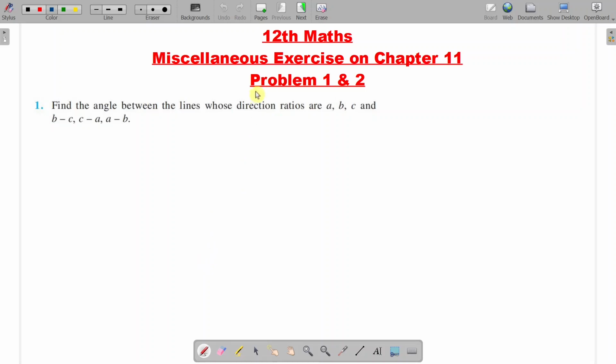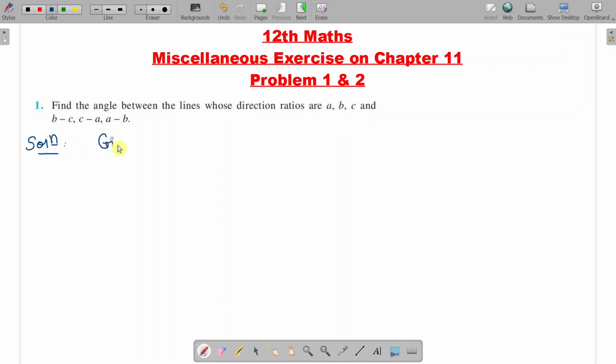In this video we will solve problem 1 and problem 2 of miscellaneous exercise on chapter 11 in 12th class maths. So the first problem is: find the angle between the lines whose direction ratios are a, b, c and b minus c, c minus a, a minus b. So what we have to do is find the angle between the two lines whose direction ratios are given to us. Okay. So solution.